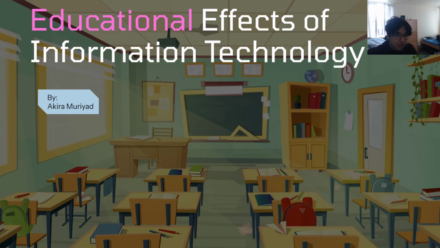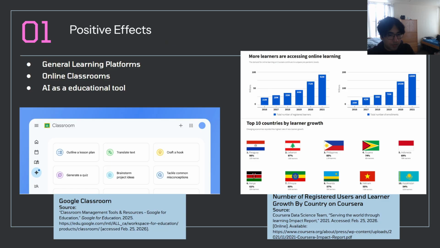I am going to be talking about the educational effects of information technology, more specifically, over the past year. General learning platforms like Coursera and Khan Academy have shown a continuous rise in global enrollment, most notably strong growth in developing countries. Additionally, online learning tools such as Google Classroom allow students to access lessons from anywhere without the need of a physical institution. These platforms, paired with AI tools like Gemini or ChatGPT, have made high quality resources more accessible and available worldwide.